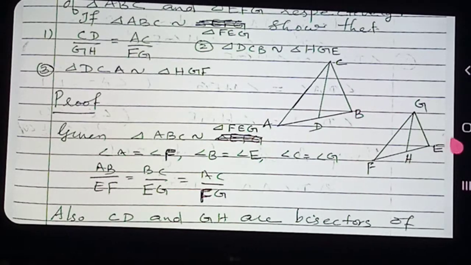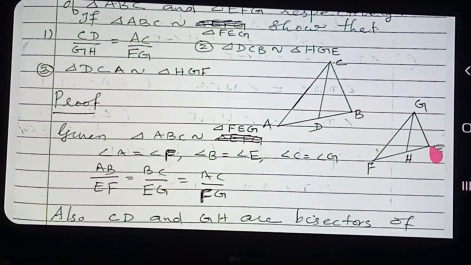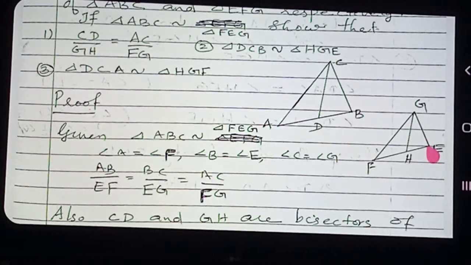How can we prove it? What about angle B and angle E? Equal. Why? It is given that angle B and angle E are equal, because the triangles are already given as similar. Therefore angle B and angle E are equal.